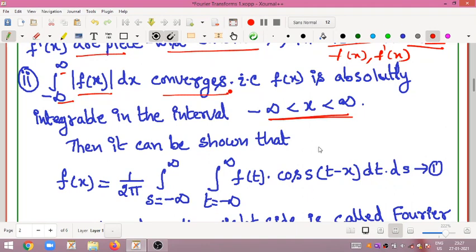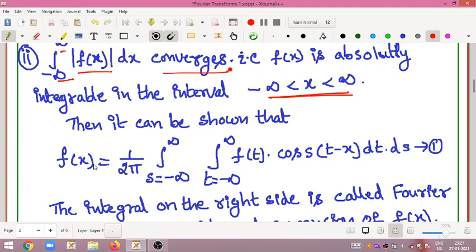Then it can be shown that the function f of x is equal to 1 by 2 pi into the integral with s from minus infinity to plus infinity, and the integral with another variable t from minus infinity to plus infinity of f of t into cos s of t minus x dt ds. Call it equation number 1.